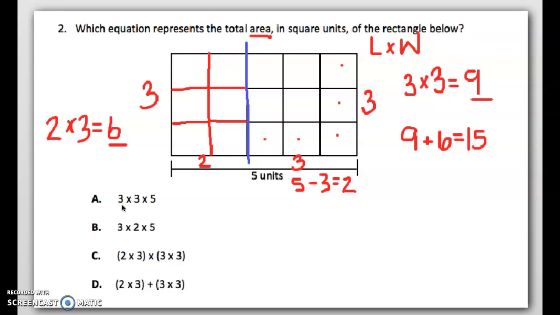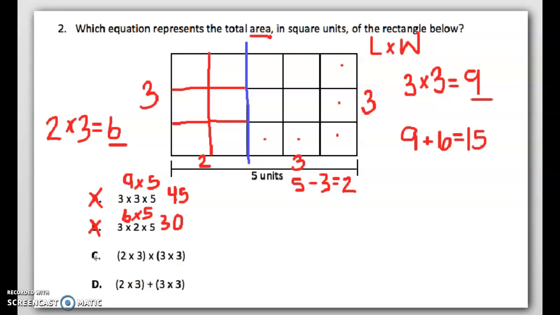So A is 3 times 3 times 5. Now let's just solve this together. 3 times 3 we know is 9, and 9 times 5 would be 45. So A would not be your answer, since 45 is not equal to 15. Take a look at B. 3 times 2 times 5. Let's do 3 times 2. 3 times 2 is 6. And then 6 times 5 would be 30. And 30 is not equal to 15, so B would not be our answer.